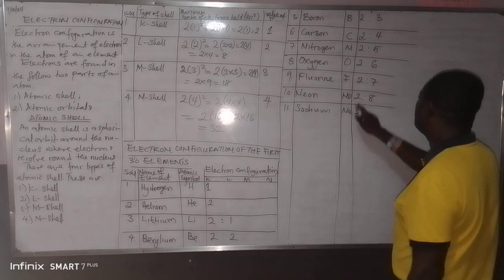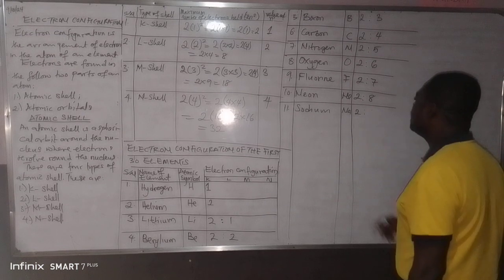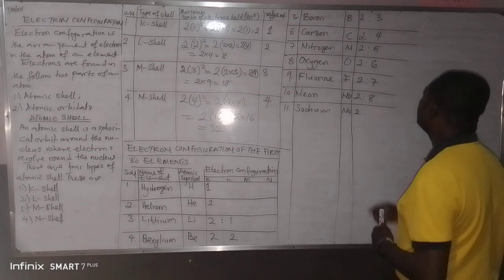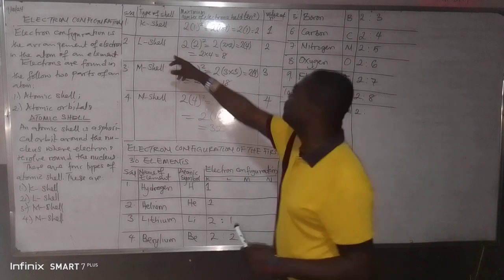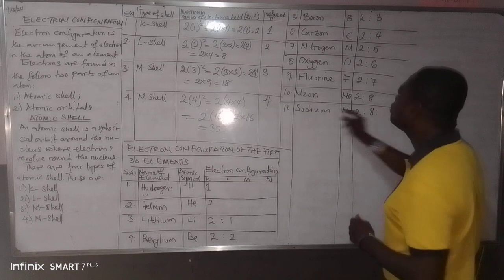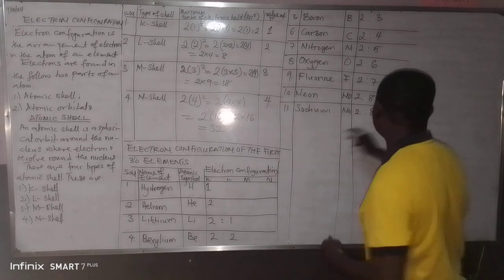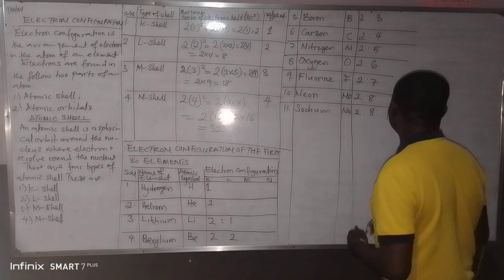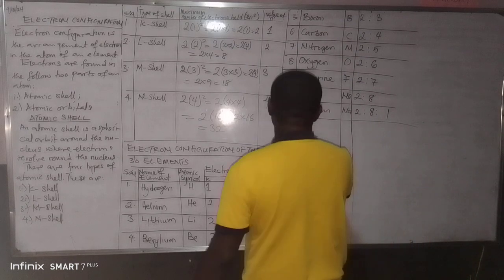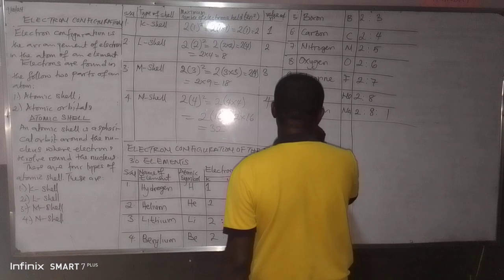We put 2 here. When we remove 2 from 11, we are left with 9. But don't forget, L shell cannot take more than 8. So we put 8 there. The remaining one goes to M shell, which can carry 18. It's only one that remains. Okay? The next one is magnesium.